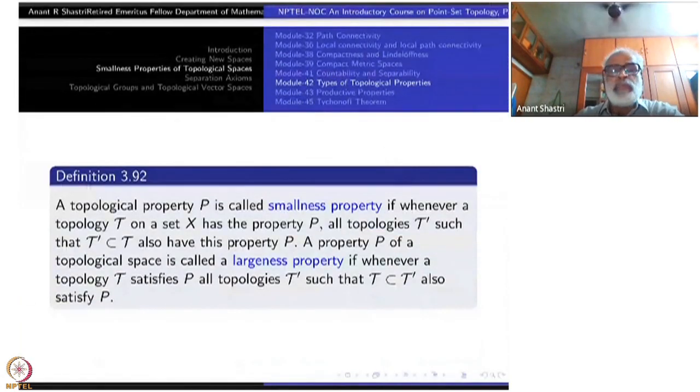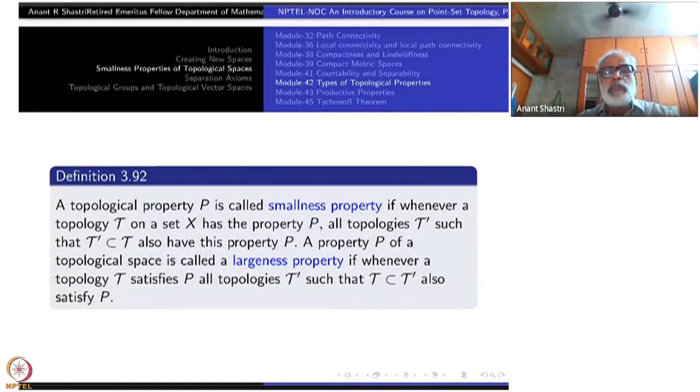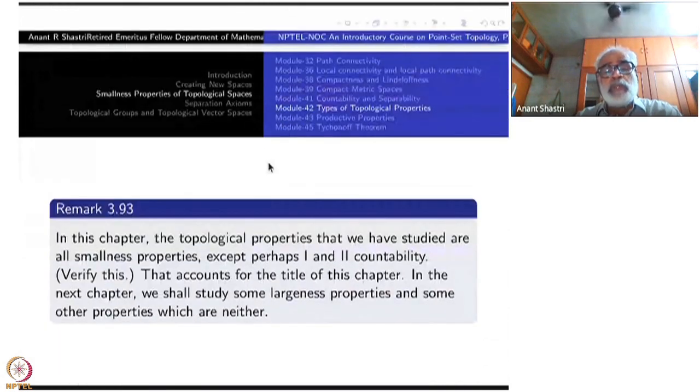Then we made a definition, this also I am recalling, that a property is called a smallness property if whenever a topology on a given set X has it, then all topologies tau prime smaller than that should also have the property. Similarly, a largeness property is one whenever tau has it and tau prime is a larger topology, then tau prime should also have it. Most of the properties that we have studied in this chapter belong to the first category, namely smallness properties, except perhaps the first and second countability. They are not exactly of this nature, I have already told you.